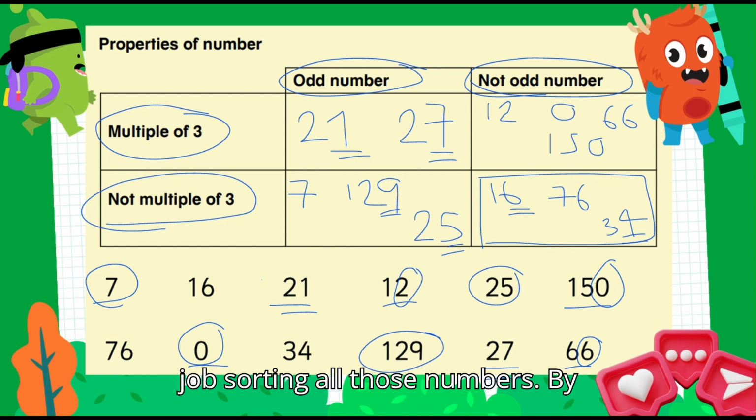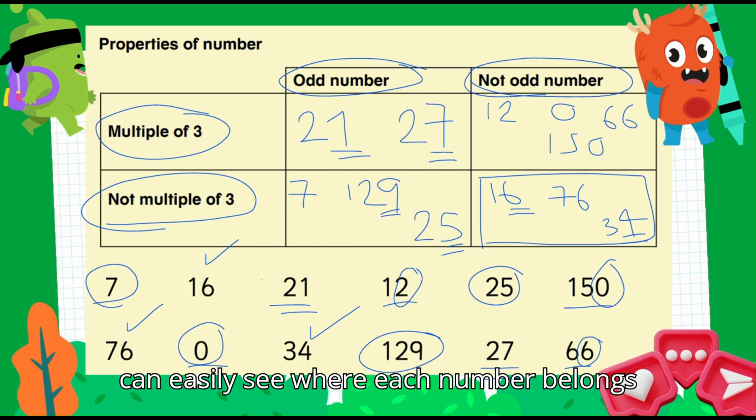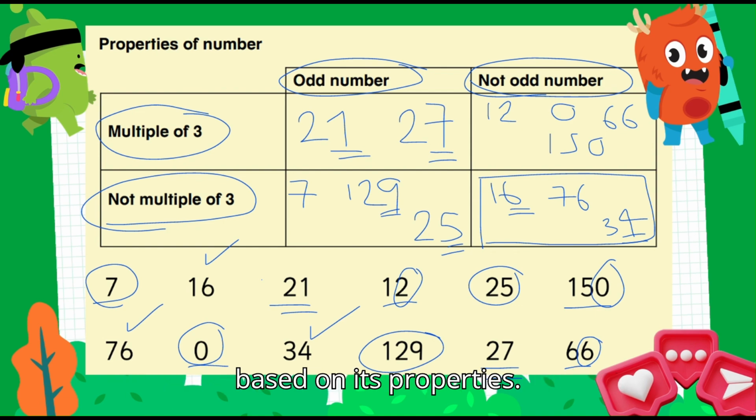So great job sorting all those numbers. By putting them into a Carroll diagram, we can easily see where each number belongs based on its properties.